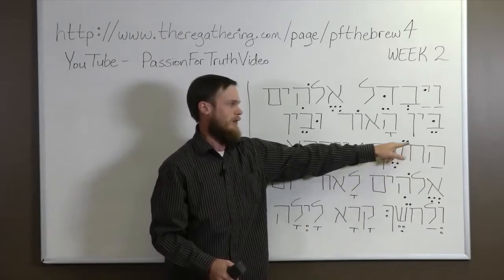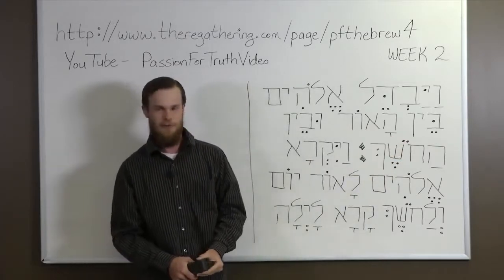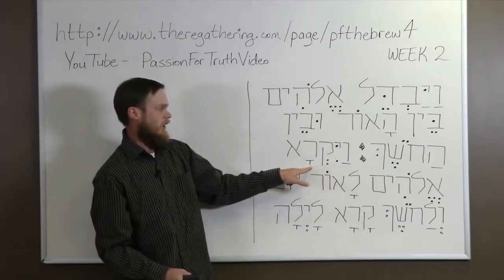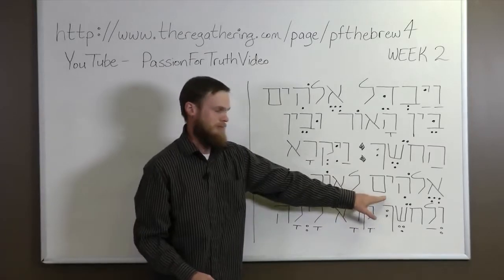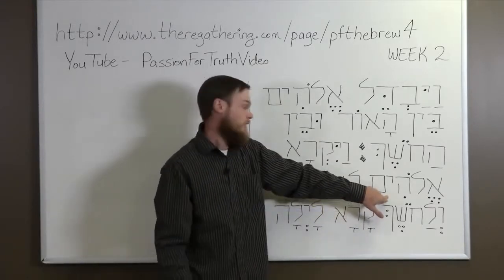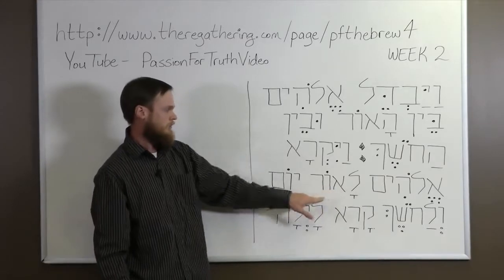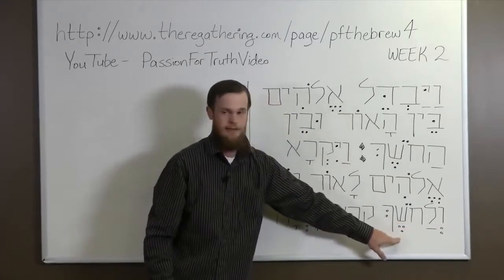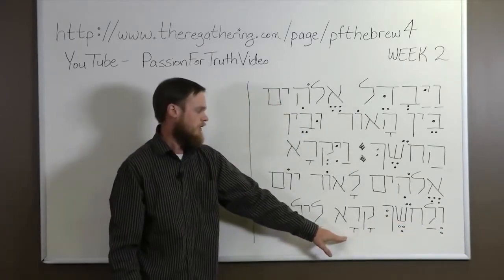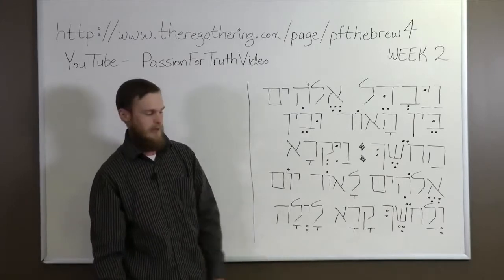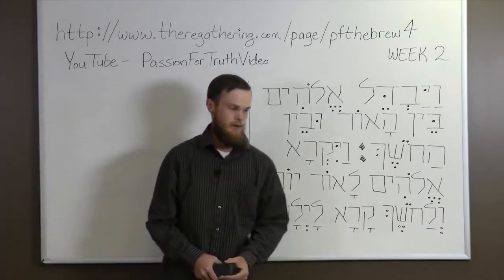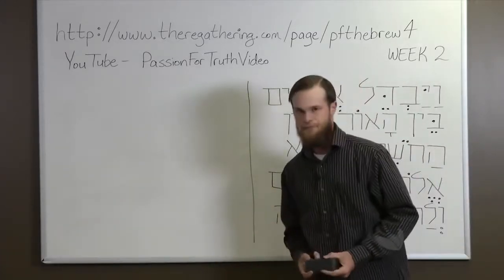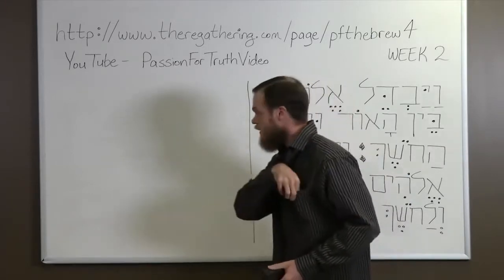Ha-choshech, again, we've got our cholam and then our shin dot, so be aware of that. Sometimes they're combined. Ha-choshech, vayikra, Elohim, lots of Elohim in this Genesis 1. La-or, Yom, V'la-choshech, Kara, Laila. Okay? And then there's the other half of verse 5, but due to space constraints, I will write that down later. Okay?